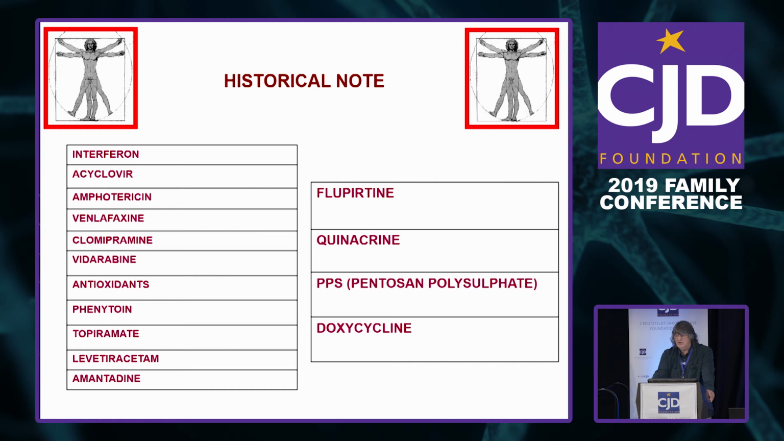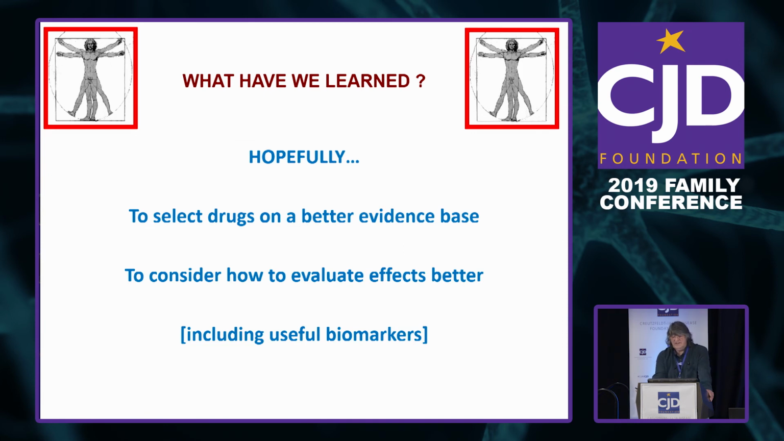On the right, there are some drugs you may have heard of. Quinacrine was studied properly, as you heard yesterday, some of you, and this does not work. Flupirtine, PPS, and doxycycline may have some minor benefit in certain specific situations, and some of them, like doxycycline, are still being studied. What have we learned from all of this? Well, hopefully to select drugs on a better evidence base, and I think we have, to consider how to evaluate the effects better, and I think probably we have, in other words, how to design assessment better, and also to try to develop useful biomarkers.